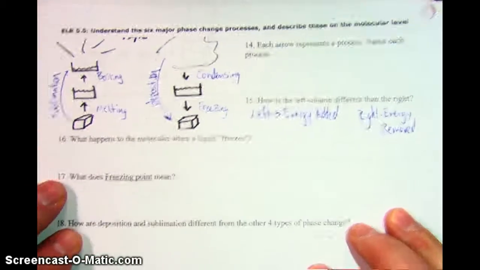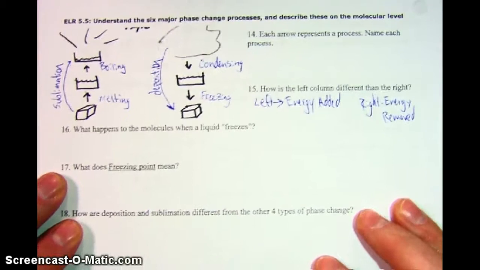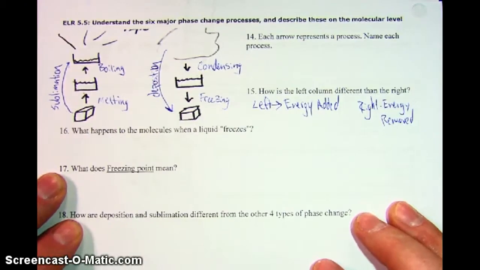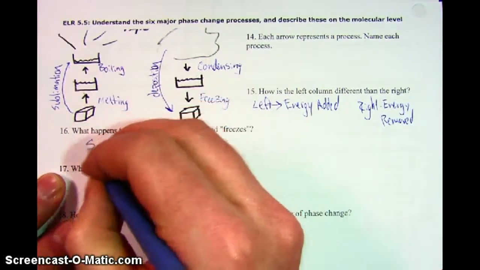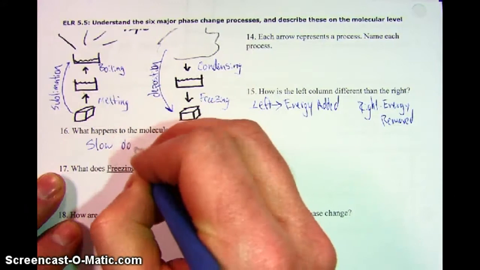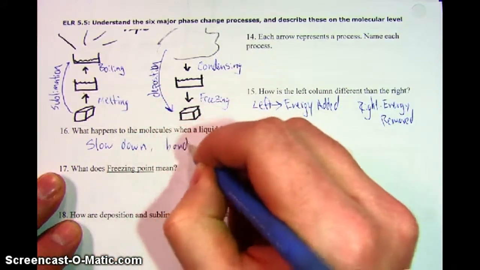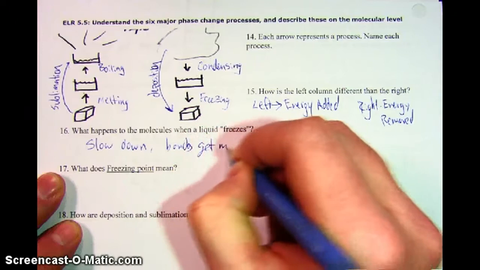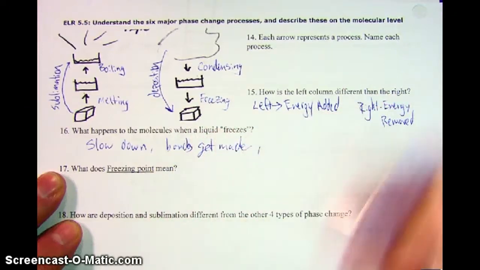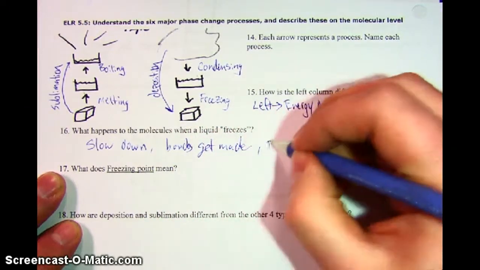For number 16, what happens to the molecules when a liquid freezes? When a liquid is freezing, there are a couple of things that happen. The molecules will slow down. Bonds get made. And energy is taken out, so energy removed.